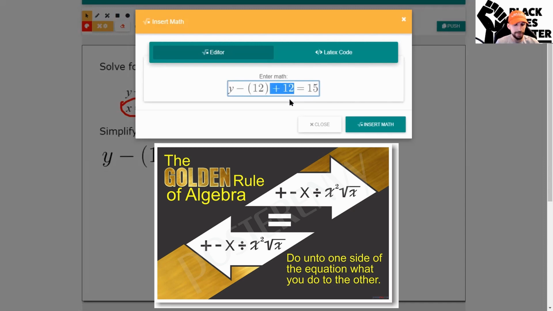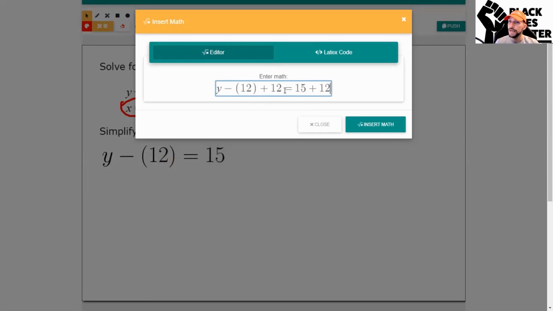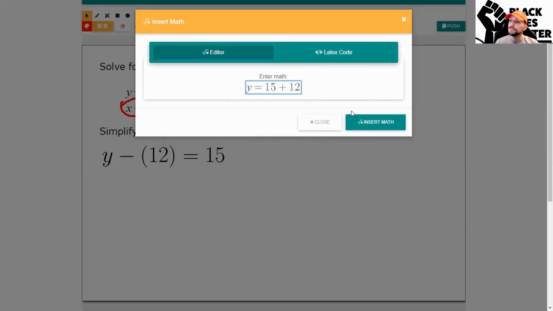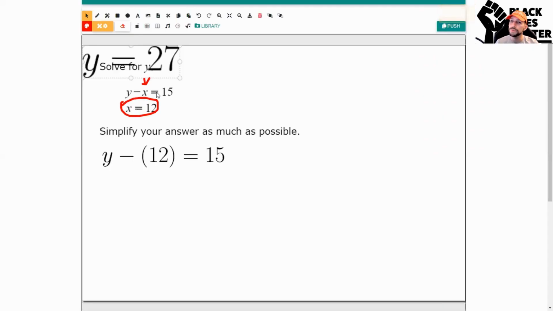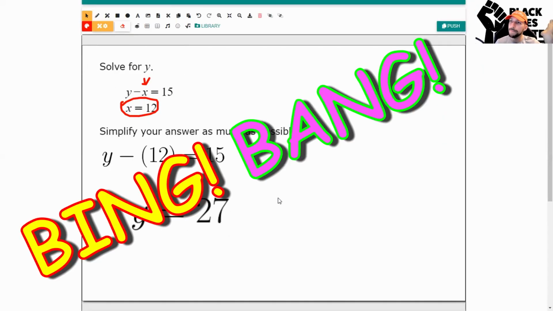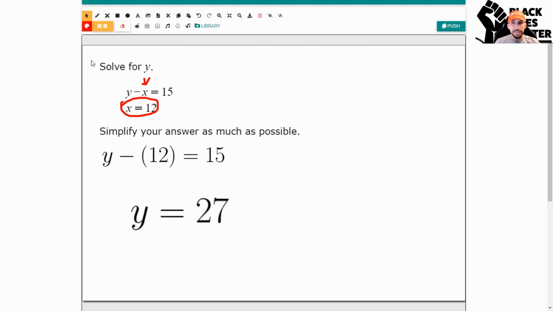But what I do to one side of an equation, I must do to the other. Good news is negative 12 and positive 12 make 0. So y plus 0 is y. And on the right side, 15 plus 12 is 27. So I know that y equals 27. Bing, bang, boom. Now, let me show you this in Desmos.